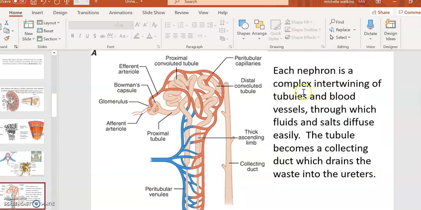So a nephron is a complex intertwining of tiny tubules intertwined with tiny, tiny blood vessels, in other words, capillaries, and fluids and salts. Salts is another word for ions or electrolytes, dissolved salts. Fluids and salts can diffuse through these easily because they're thin little tubes. Then when the tubule has collected all the bad stuff, the tubule flows into this, which is called a collecting duct. It's basically collecting urine or waste, the stuff that your body's going to get rid of, that's going to excrete. And this will flow into the ureters.